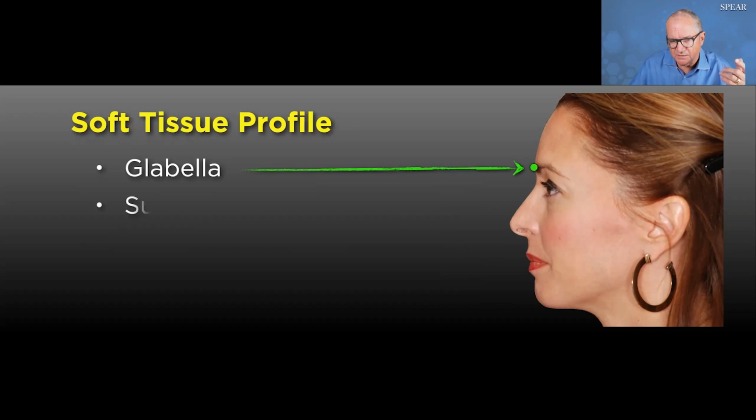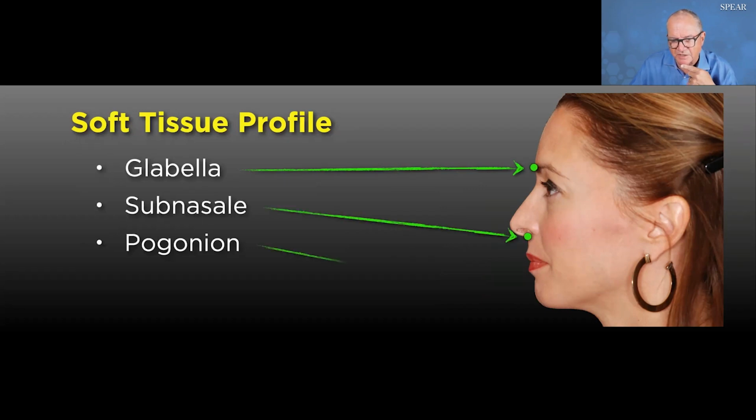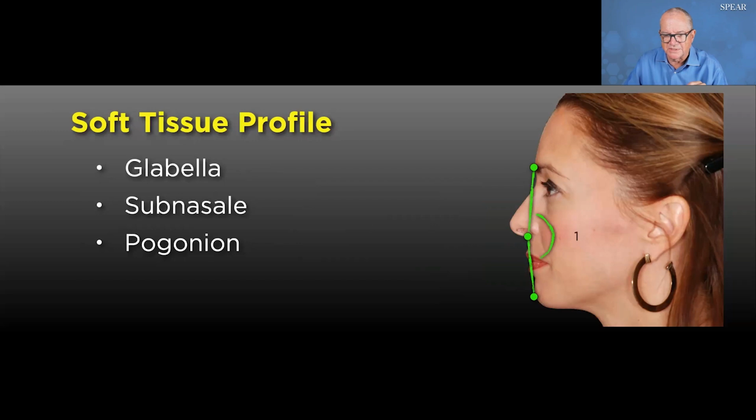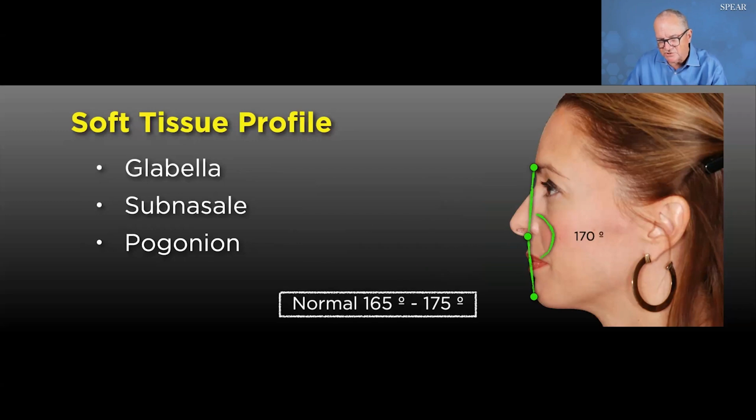Again, glabella, subnasally, pogonion on the most prominent part of the chin, draw some lines between those places, measure the angle formed. In the typical Caucasian face, the normal is 165 to 175. In the typical Asian face, it's actually a little more retrognathic. In the typical African American face, it's actually a little more prognathic.